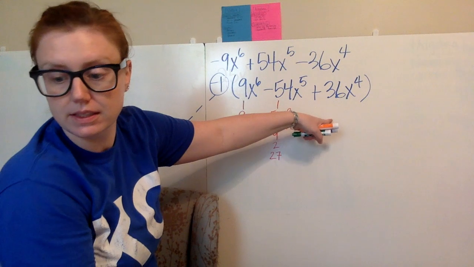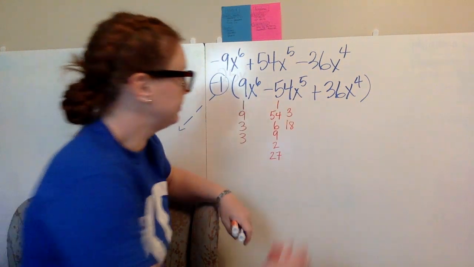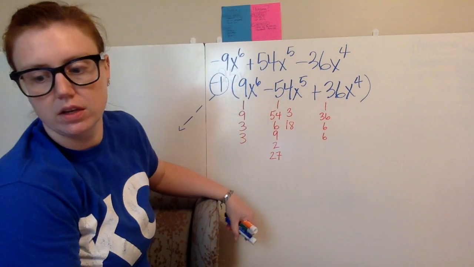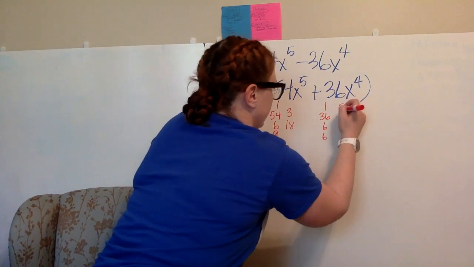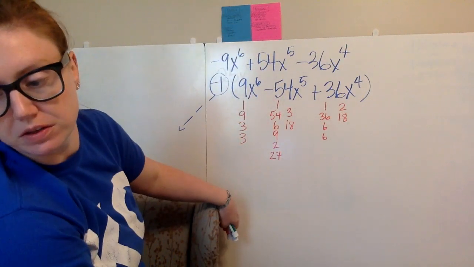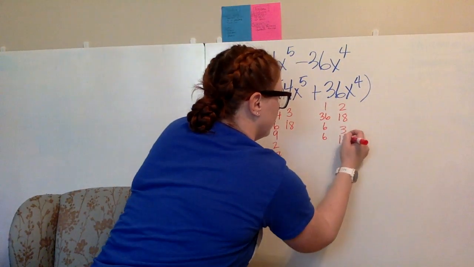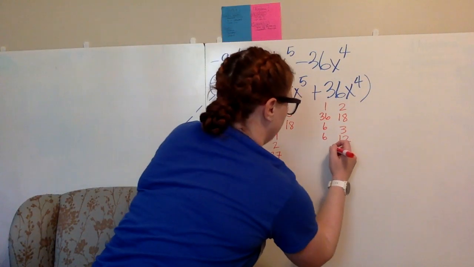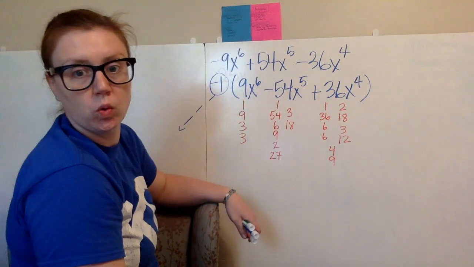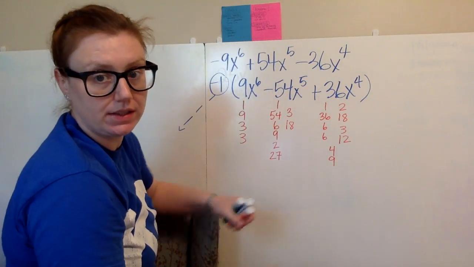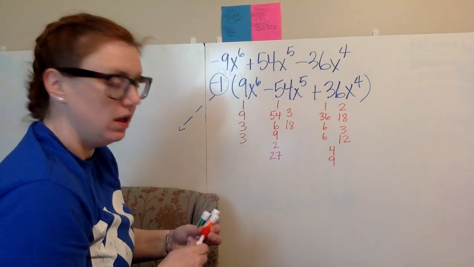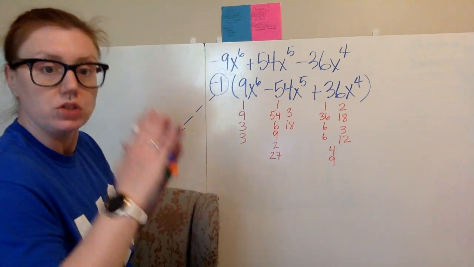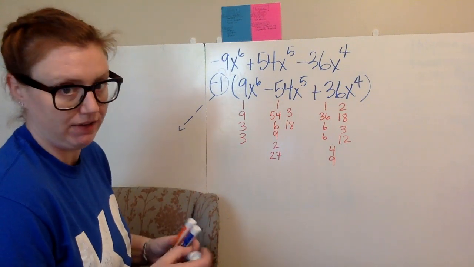All right, now let's go to 36. 36 has a lot too. 1 and 36, 6 and 6, 2 and 18, 3 and 12, 4 and 9. Whew. So those are all my factors for 36. I'm not prime factoring, though you could use prime factorization to find the greatest common factor. I'm just listing all the factors to see which one is the biggest that they have in common.